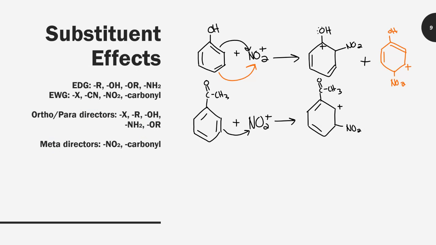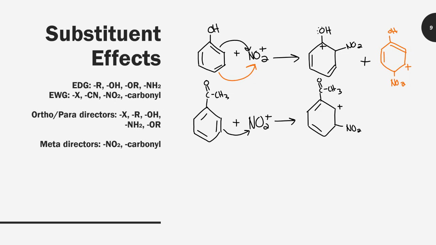Okay, so another big thing we went through is substituent effects. So groups that are already on the ring before you have EAS reactions have an effect on the rate of the reaction and where the reaction takes place. Okay, so we can either have EDGs, electron donating groups, or EWGs, electron withdrawing groups.